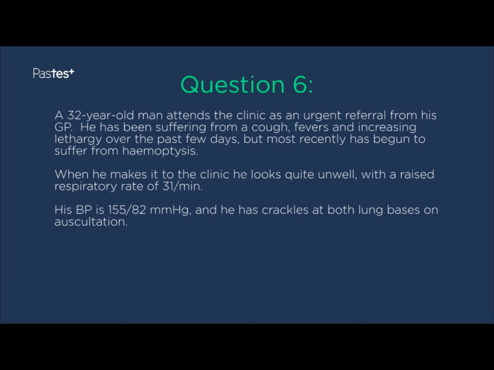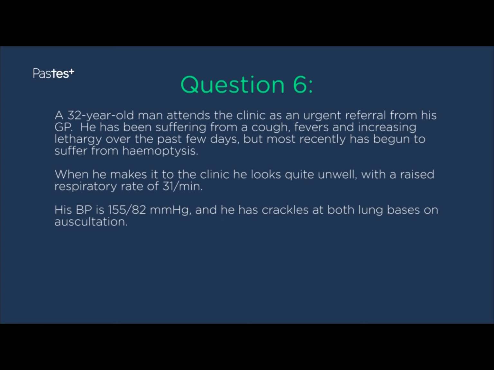Question 6 concerns a 32-year-old man attending the clinic as an urgent referral from his GP. He's been suffering from a cough, fever, and increasing lethargy over the past few days, but most recently he has begun to suffer from hemoptysis. When he makes it to the clinic, he looks unwell with a raised respiratory rate of 31 per minute.